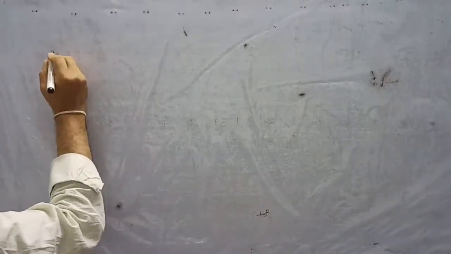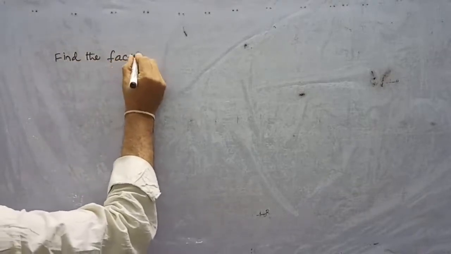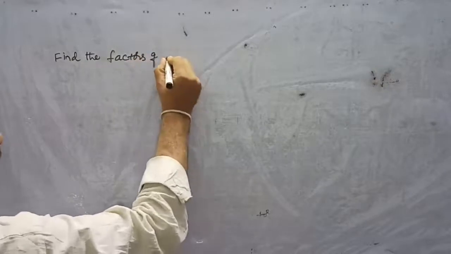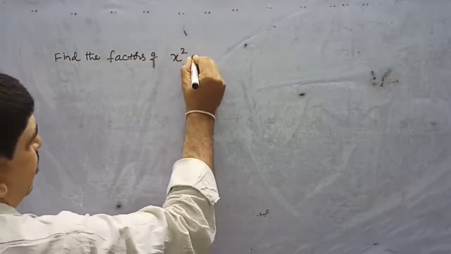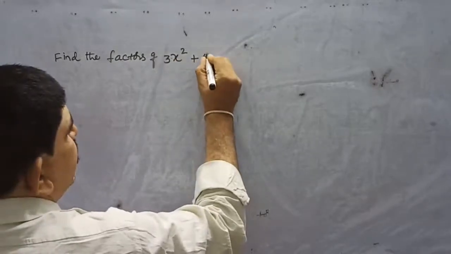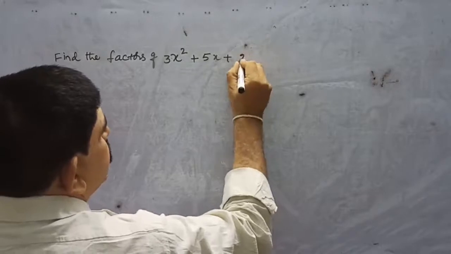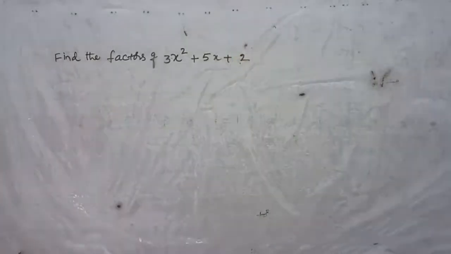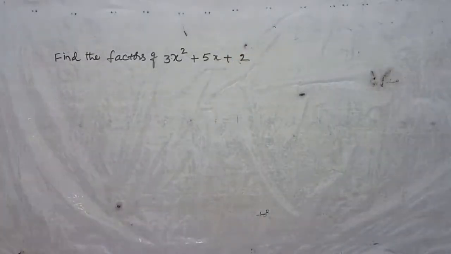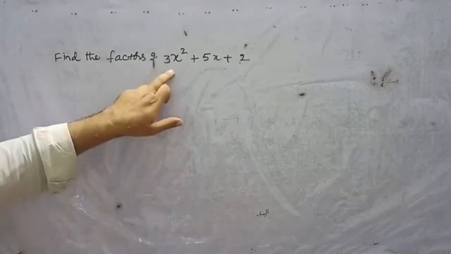For example, find the factors of 3x square plus 5x plus 2. So find the factors of this polynomial. It is a quadratic polynomial.